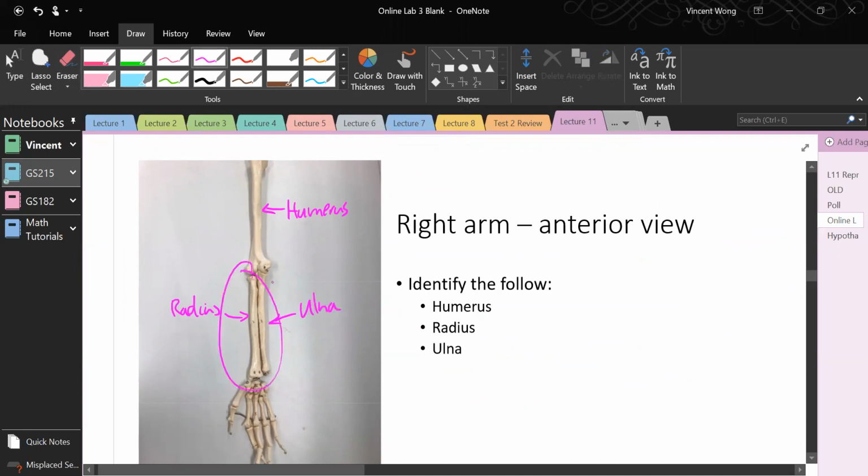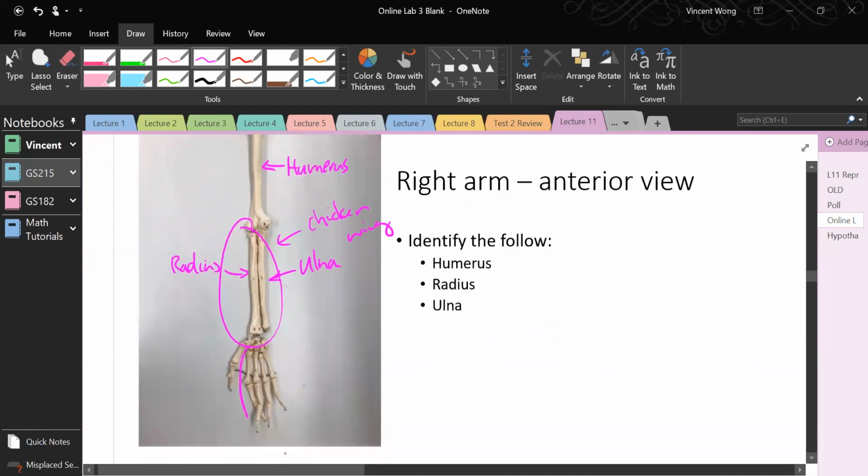This part is the chicken wing, right? When you eat the chicken wing, that's the same part. And of course, chickens don't have hands, so they have that part that nobody eats. Well, nobody eats in my family. The pointy part.